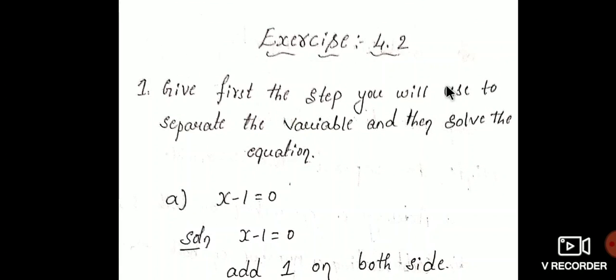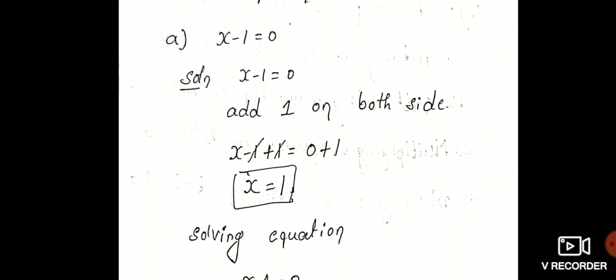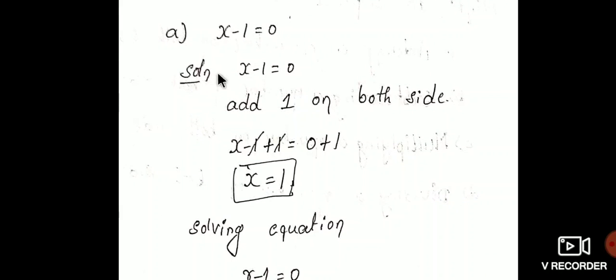First one, exercise 4.2. Give first the step you will use to separate the variables and then solve the equation. So first we have to give the step to separate the variable. They have given the problem x minus 1 is equal to 0, here the variable is x, we have to separate this variable x.